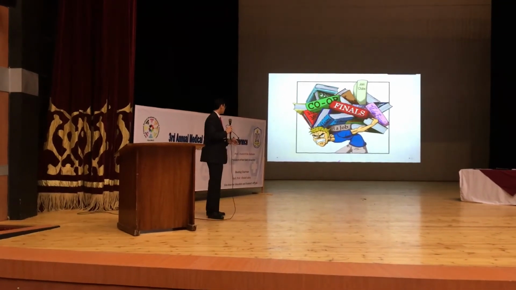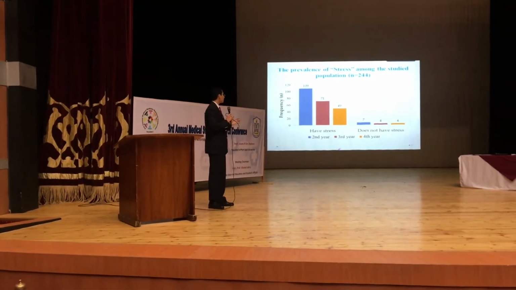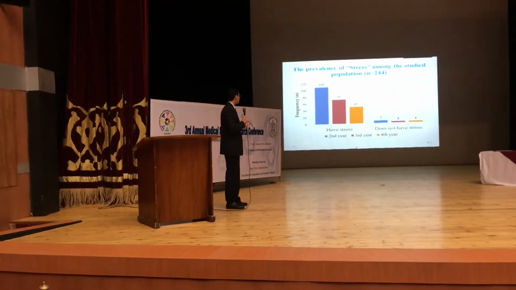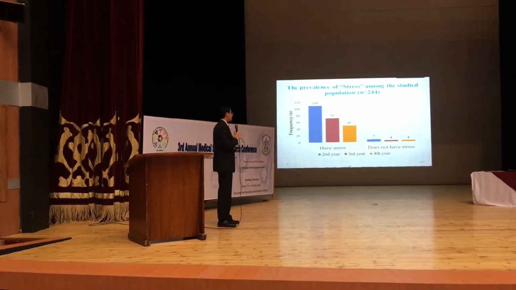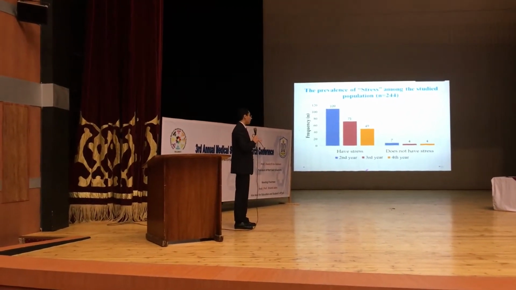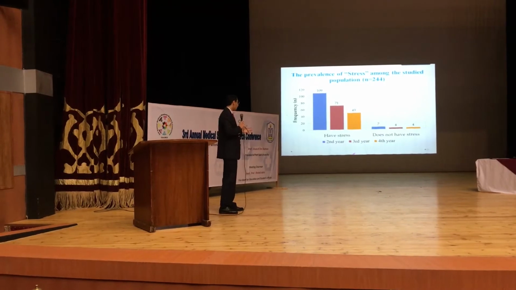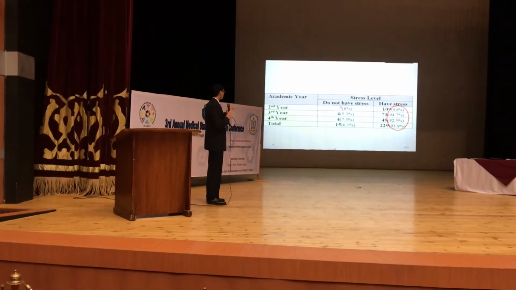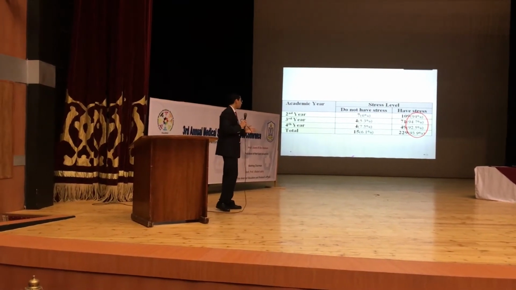Regarding the results, the first figure showed the prevalence of stress among the whole study population, which is the 244 students. As shown in this figure, 109 out of 116 students of the second academic year were diagnosed as stressed. 71 out of the 75 students were diagnosed as having stress. 49 out of the 53 were diagnosed as having stress. Regarding the percentages, 94% of the second year have stress, 94.7% of the third year, and nearly 93% of the fourth batch have stress.